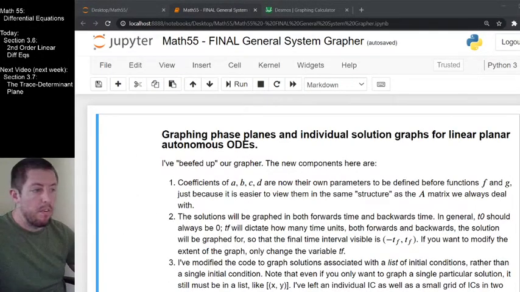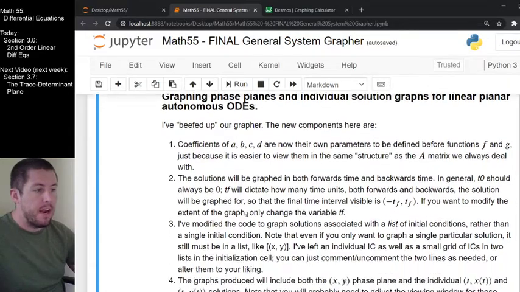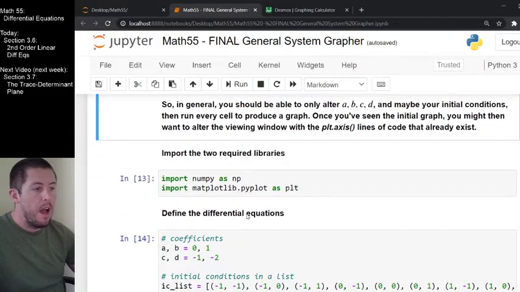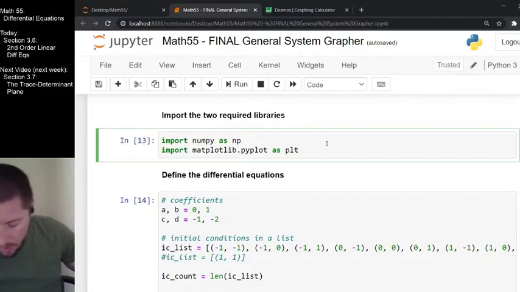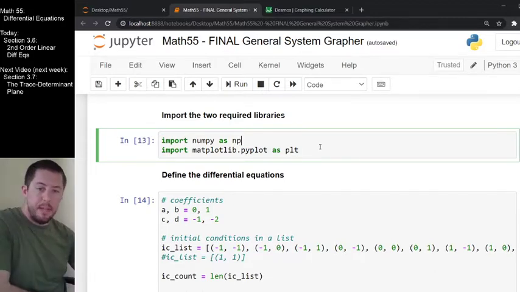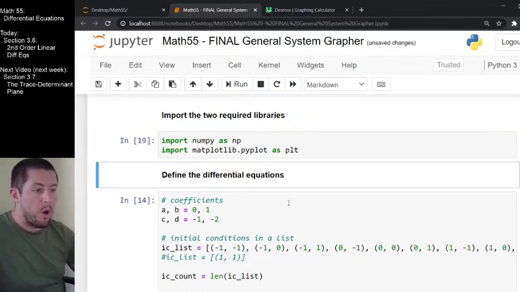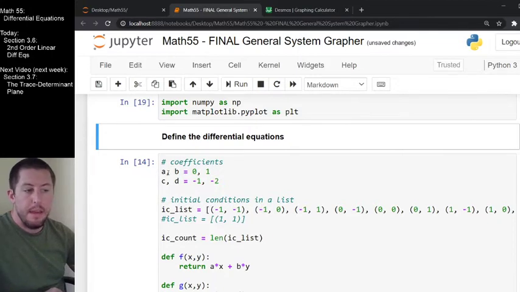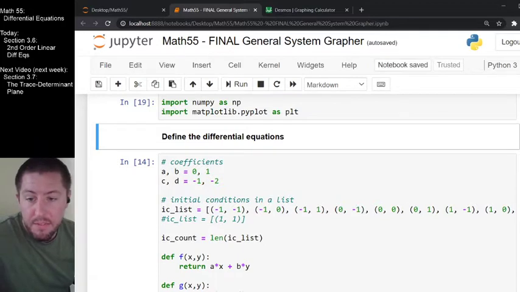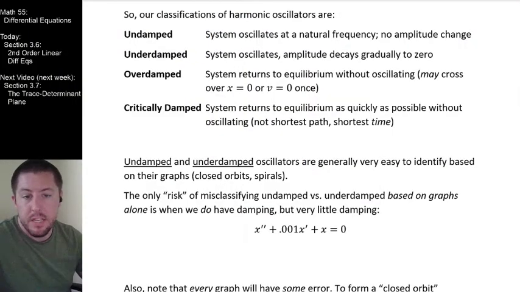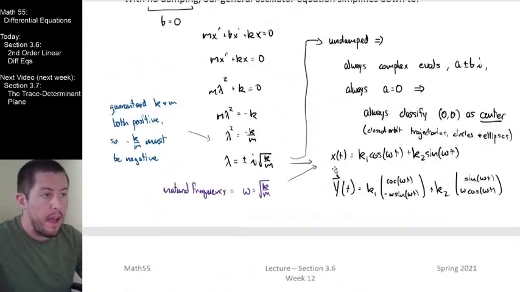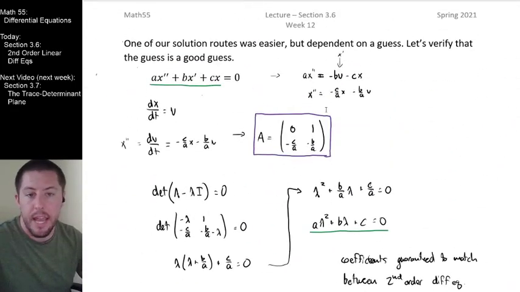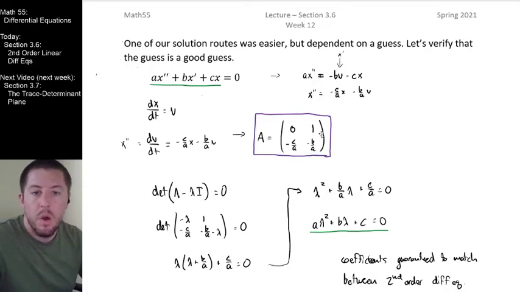So over here, we've got our beefed up grapher right now. This is the thing that I sent off to you guys. What we're going to do is import our required libraries. Obviously, our job is to throw in the appropriate coefficients. So when I do my A, B, C, D right here, these are referencing my A matrix, right? This is a great opportunity for me to scroll back up and recall that general A matrix that we're always going to get. This guy that looks like this: 0, 1, negative C over A, negative B over A.